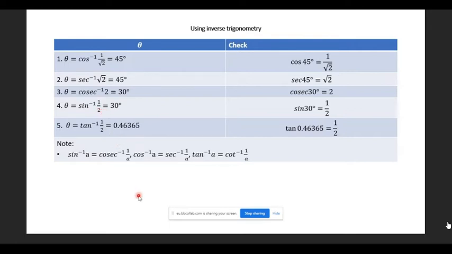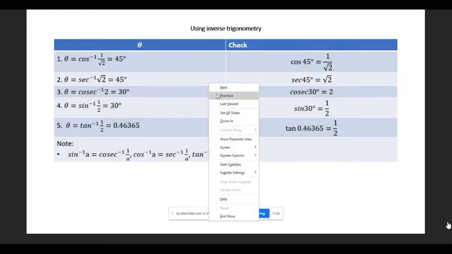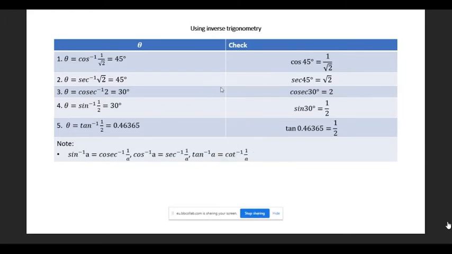So that is why generally arc secant of a will always be the same as arc cosecant of 1 over a. Arc cos of a will be the same as arc secant of 1 over a. And the same thing applies to tangent and cot. Arc tangent of a will be equal to arc cot of 1 over a. That is one of the important things that we are going to need as we proceed.